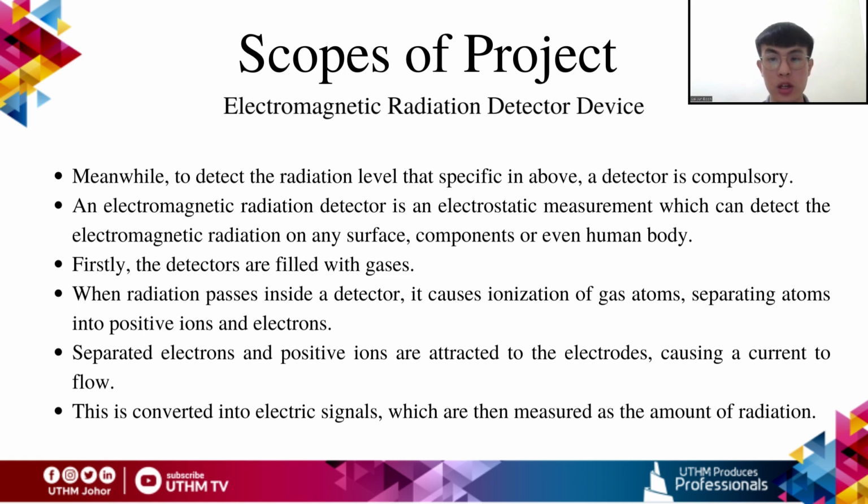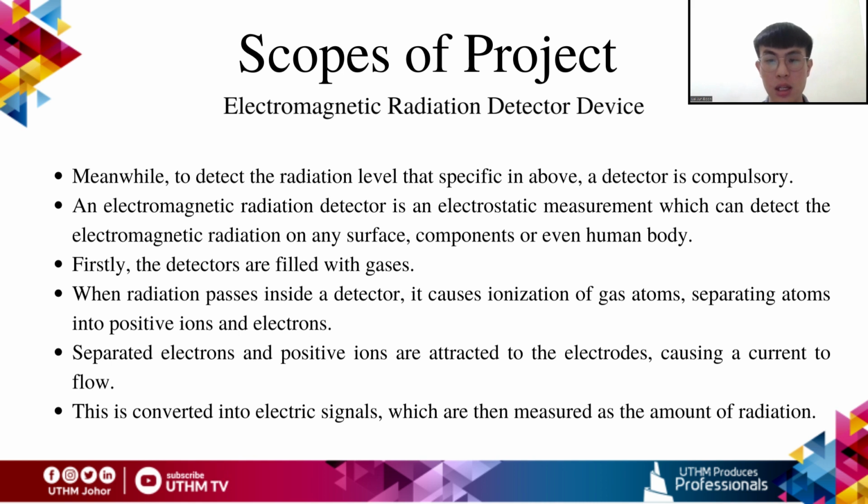Next one is the electromagnetic radiation detector device. Meanwhile, to detect the radiation level that is specified above, a detector is compulsory. An electromagnetic radiation detector is an electrostatic measurement device which can detect the electromagnetic radiation on any surface, components, or even human body. To make sure the SAR value content is accurate, it is first needed to understand the working principle of the radiation detector. Firstly, the detector is filled with gases.